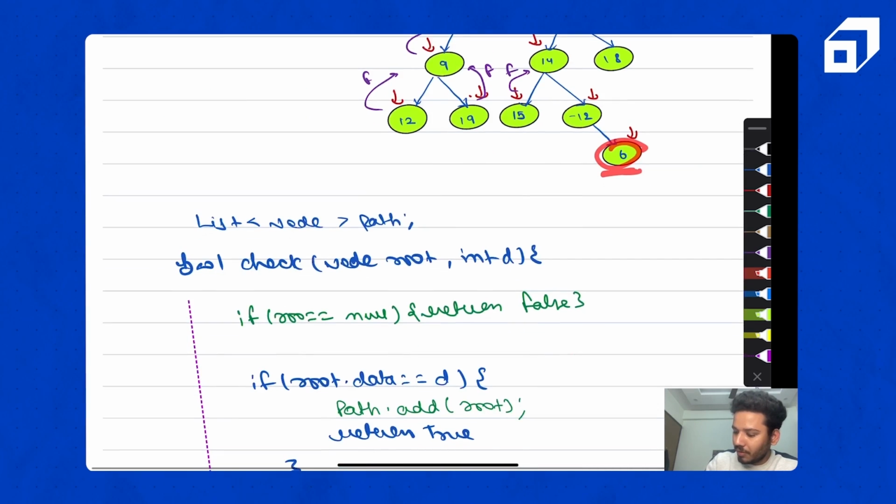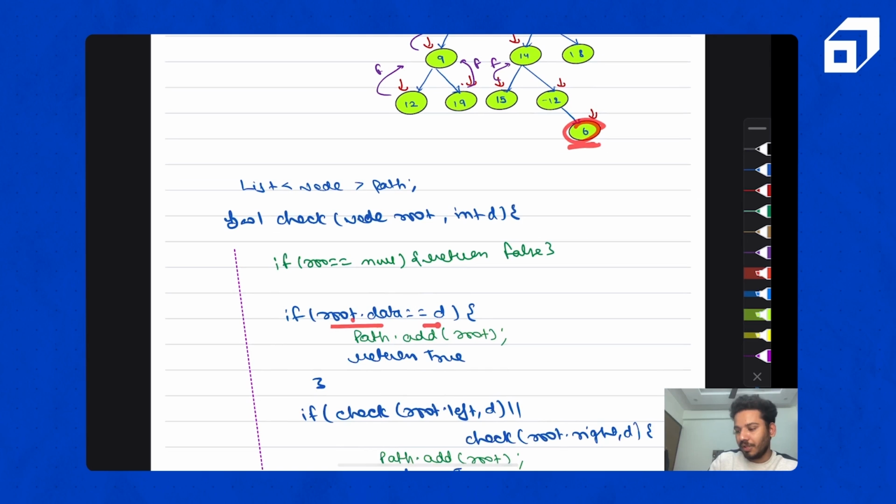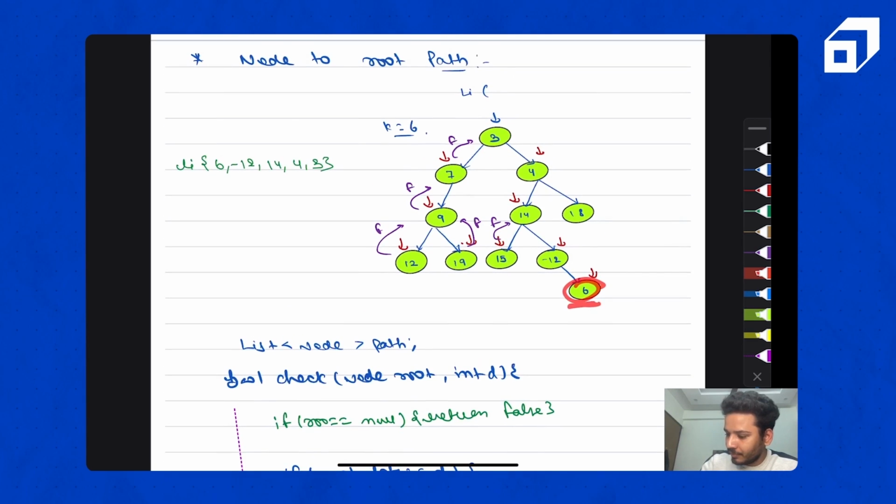This is the point in your code where root.data double equals d. So what you're doing, you're adding it to your path. So you added 6, and then you did what? You returned true.